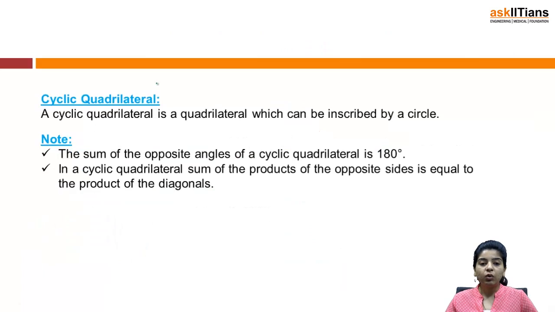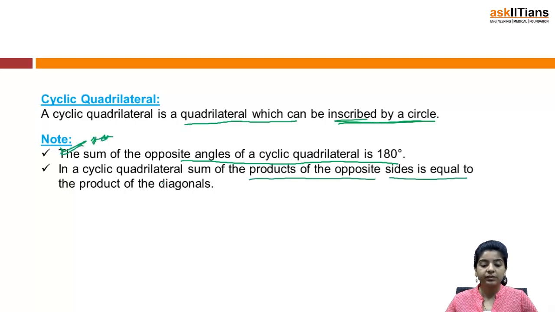Then we have a cyclic quadrilateral. A cyclic quadrilateral is a quadrilateral which can be inscribed in a circle. If a quadrilateral can be inscribed in a circle, then that quadrilateral is termed a cyclic quadrilateral. In that case, we have certain important points: the sum of opposite angles of a cyclic quadrilateral is 180 degrees. This is an important property. Then in a cyclic quadrilateral, the sum of products of opposite sides is equal to the product of diagonals.